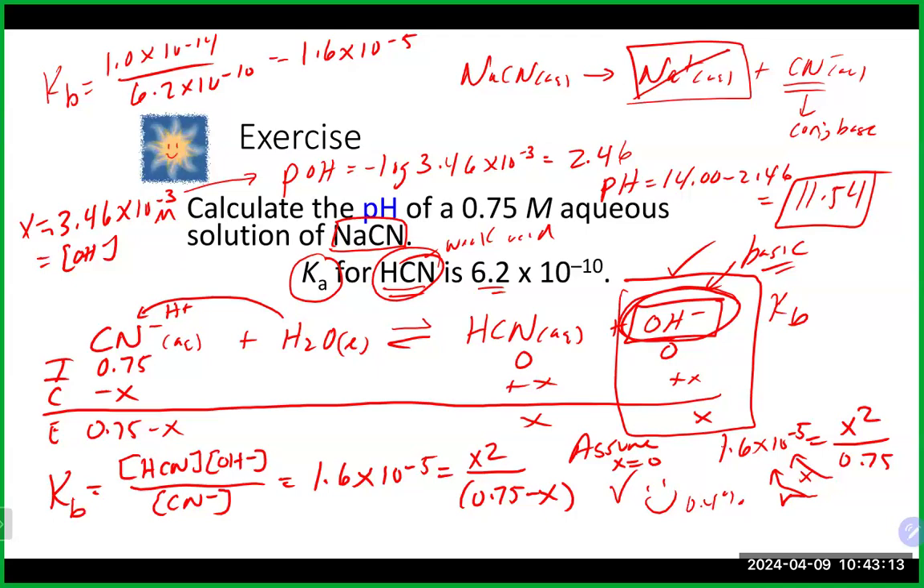Any questions on any part of that? So these calculations are not too difficult, really just still an ICE table. The key is to recognize what you're dealing with. Is it an acid? Is it a base? Which is the correct Ka value or Kb value? That's where a lot of people screw up on it. They use Ka instead of Kb and vice versa.